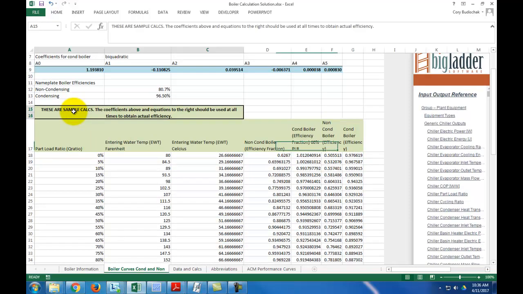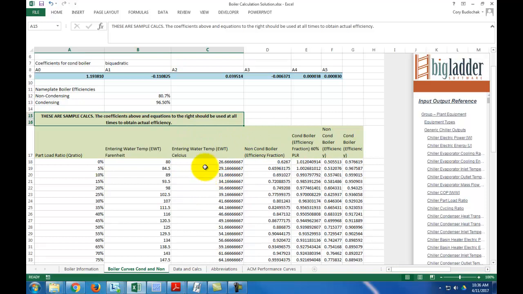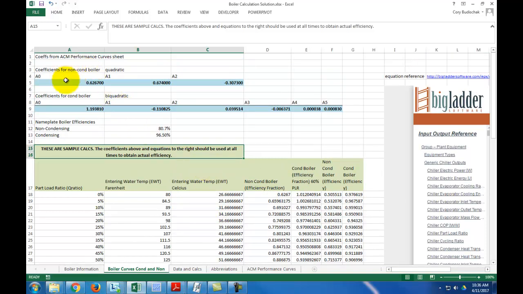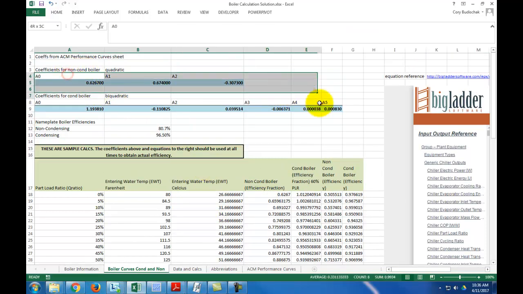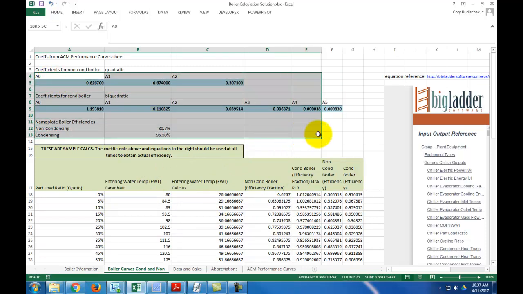Now, I want to just point this out. These are sample calculations. You do not want to use this list. What you're going to do is the same calculation for every single hour of the year using these coefficients. So this is just for your reference. So don't use any of these numbers below. You're just going to be actually using all this stuff in the next page. So let me show you what this looks like.